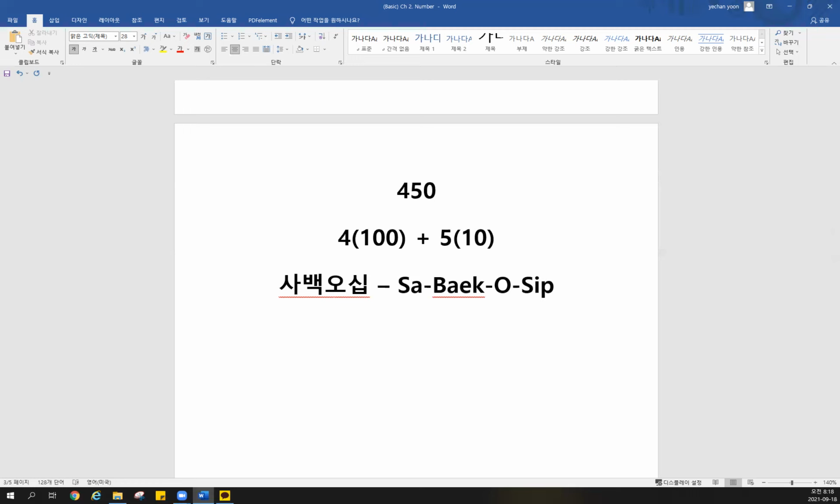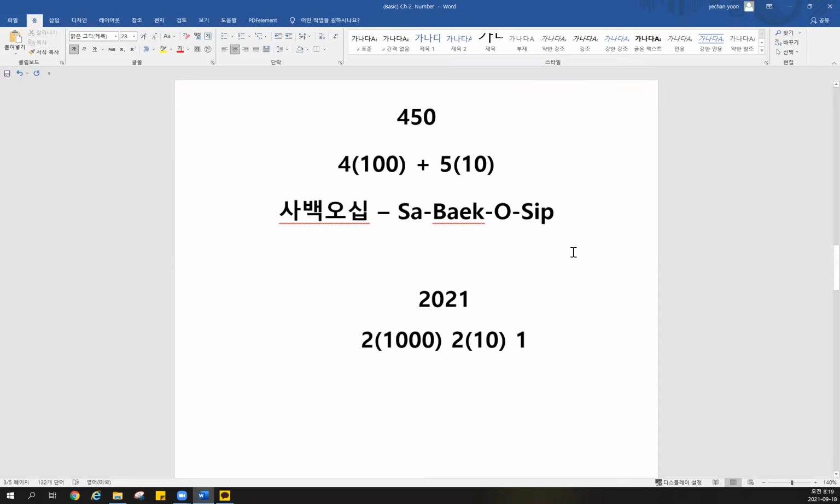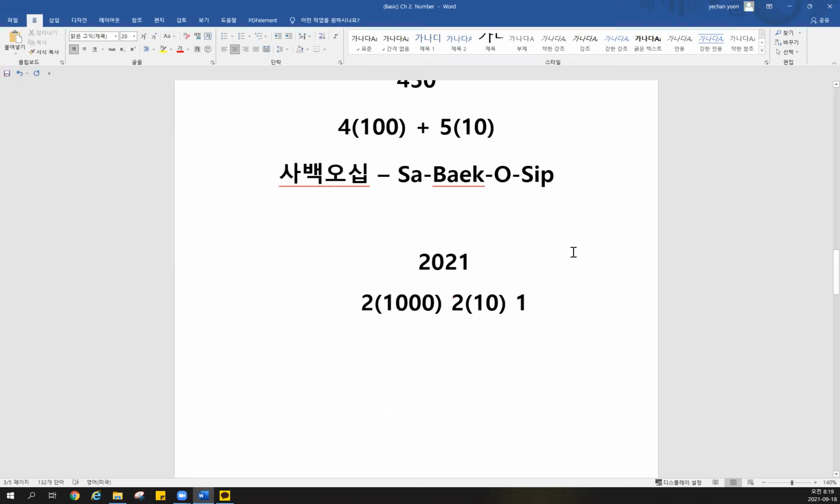All right, one more time. This year is 2021. How can you say 2021? So the format is going to be what? 2 first, and then which position is it? 1000 position. And then there's no 100 position, so we can just skip it. And then what's the next number? 2. And which position is it? 10th position. And then what's the last number? 1. That's all. How can you say this one? So 2, 1000, 2, 10, and 1.